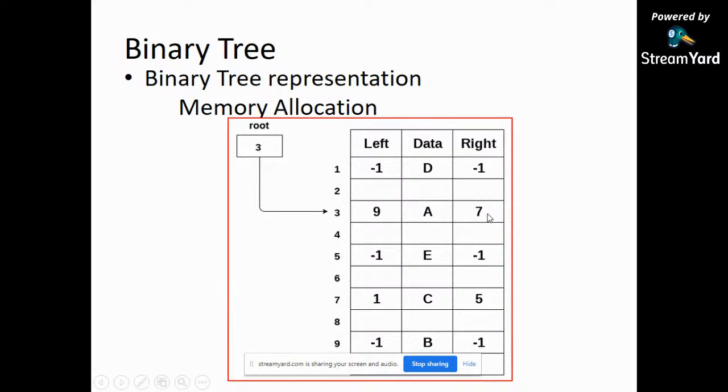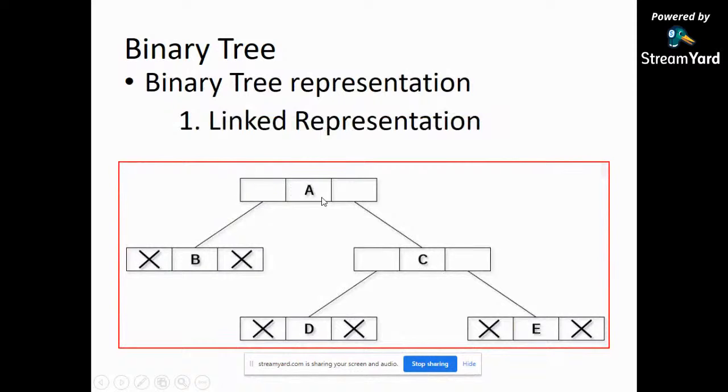The right node of A is 7, that is C. Now C is again having two children. C's left is D, and C's right is E. You can see in this diagram: A, A's left is B. Now B doesn't have any child, so that's why it is having null in its left and right pointers. A's right is C. C's left is D, and C's right is E. Again, D and E are leaf nodes and they don't have any child, so they'll be having null in their left and right pointers.